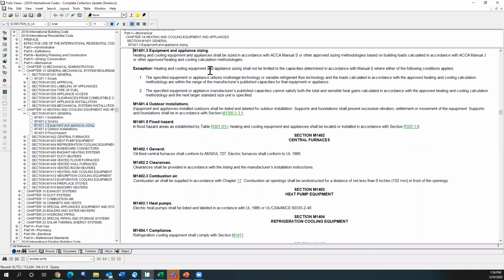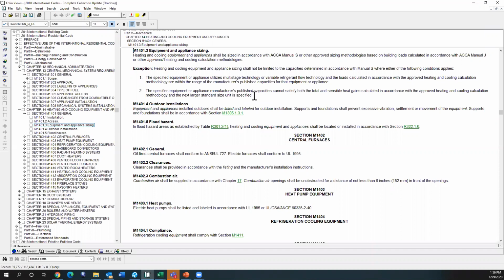Yeah, it says heating and cooling equipment shall not be limited to the capacities determined by Manual S where either of the following conditions apply. So the idea is, and it doesn't say it exceptionally clearly, but the intent is that if it's the smallest thing they've got, you're done, right? And if you need to go up a size to get it to work, go up a size. And it didn't used to say that. 2015 was the first time that came in. And that was a big deal.